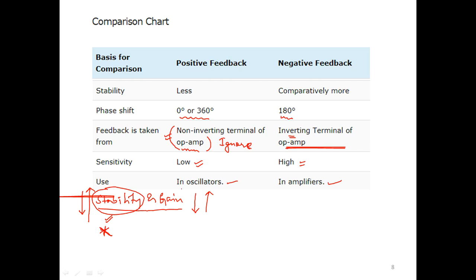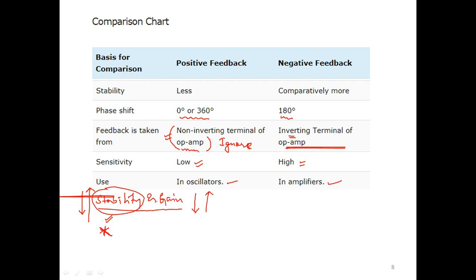Otherwise, if the gain is very high and suddenly the amplifier circuit breaks down and its stability collapses, then there is no use of a higher gain, right? So a circuit designer should always be very cautious in designing amplifiers. He should take care of stability as well as the gain parameters. For that, both positive and negative feedback have to be considered.